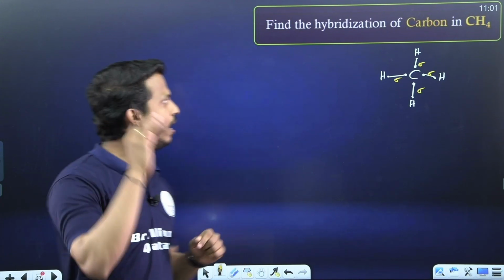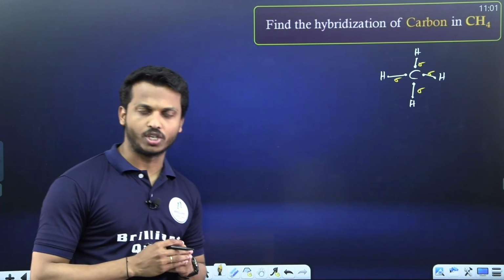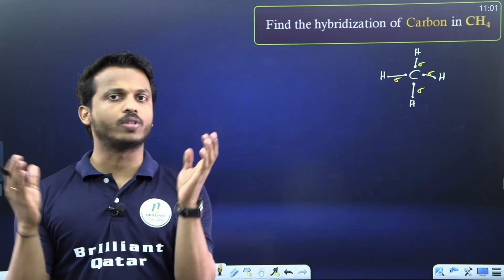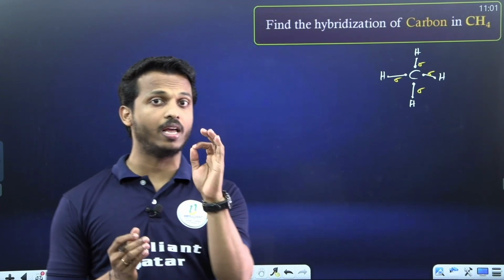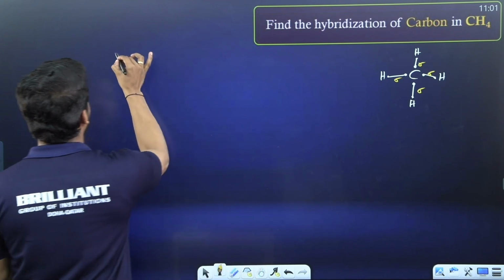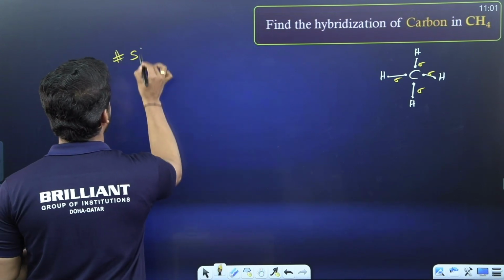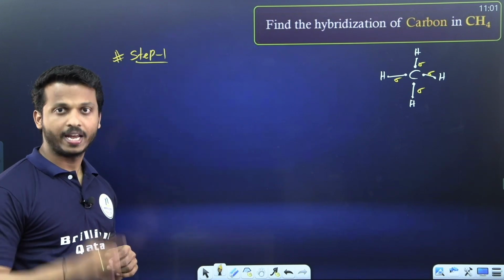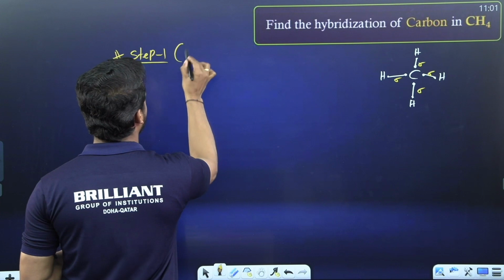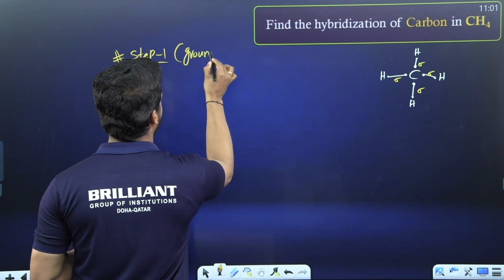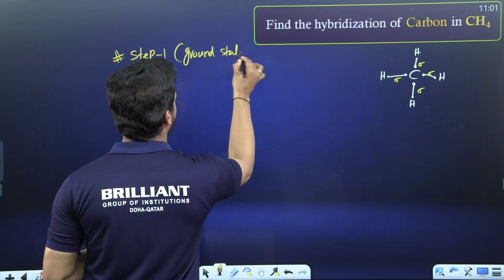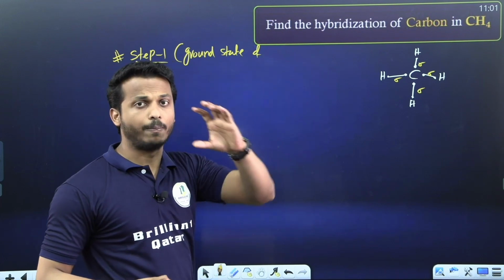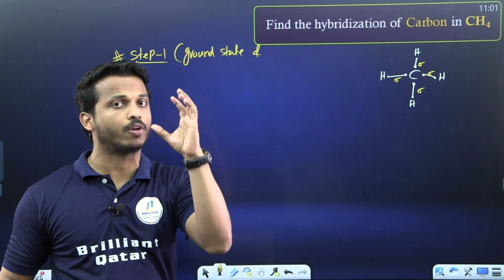How to calculate? In order to calculate hybridization, in total we need 3 steps. Basically, it is a 2 to 3 mark question. So, the steps are very clear. We have to write it in a very proper manner. Okay, let's go for step number 1. What do you have to do in step number 1? In step 1, you have to write the ground state of the element. They are asking for the hybridization of the carbon. Basically, we are calculating the hybridization of the central atom.